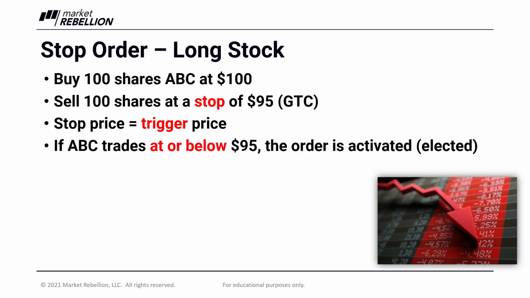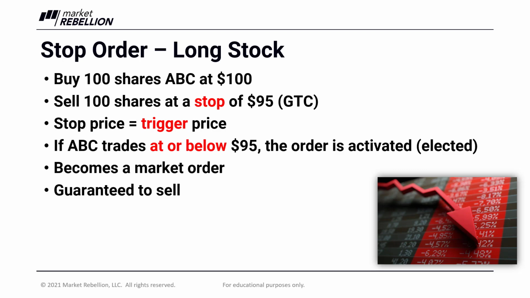And what we're saying is that if ABC trades at or below 95, or whatever stop price you put in there, the order is activated. Or in the business, it's actually called elected. But that just means the order becomes activated, it's live. What happens now? It becomes a market order. That's the key to understand about a regular stop order. It converts to a market order. And that means it is absolutely guaranteed to sell, but it also means that you're not guaranteed to get 95. Why? Well, because the stock price could gap, could gap way down.